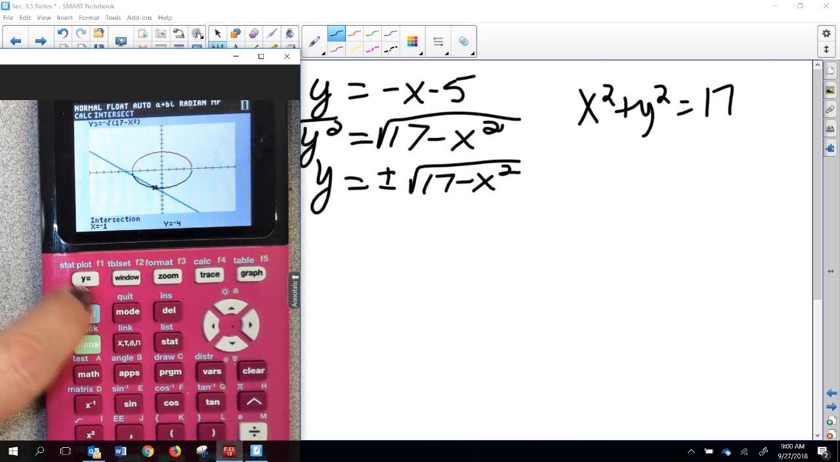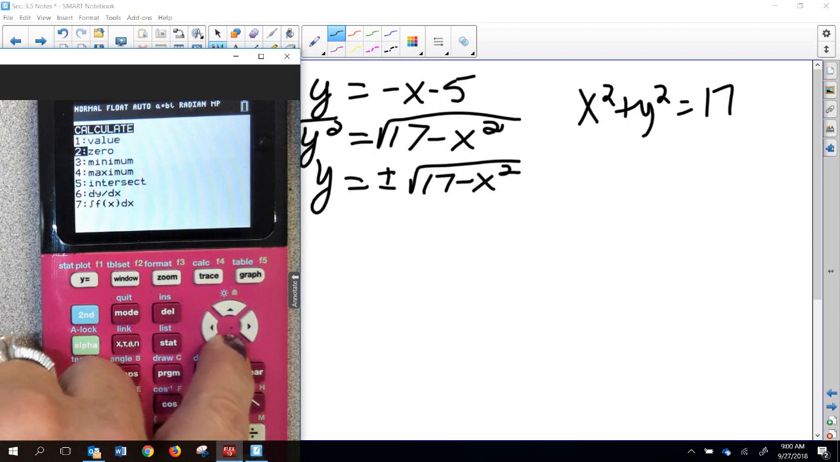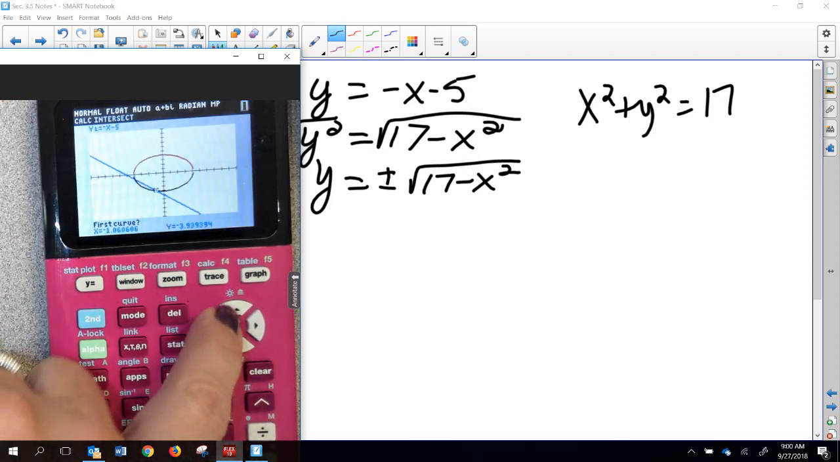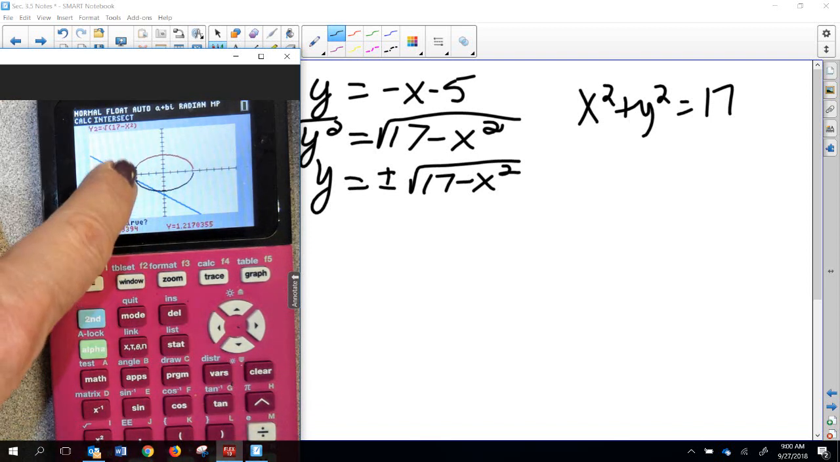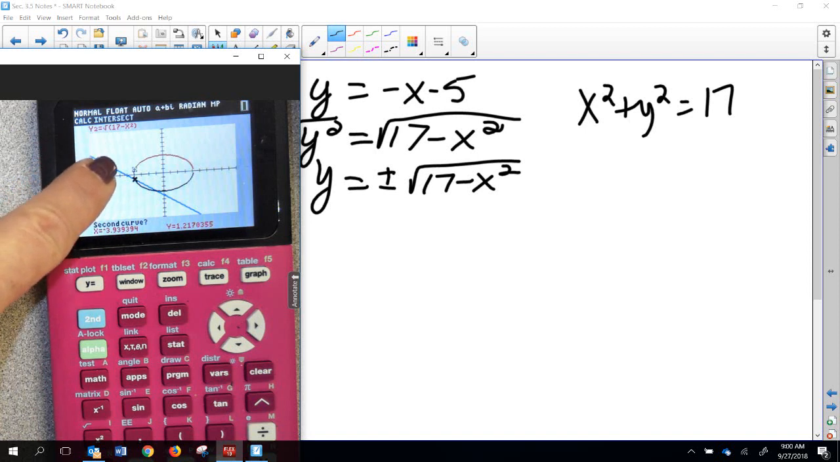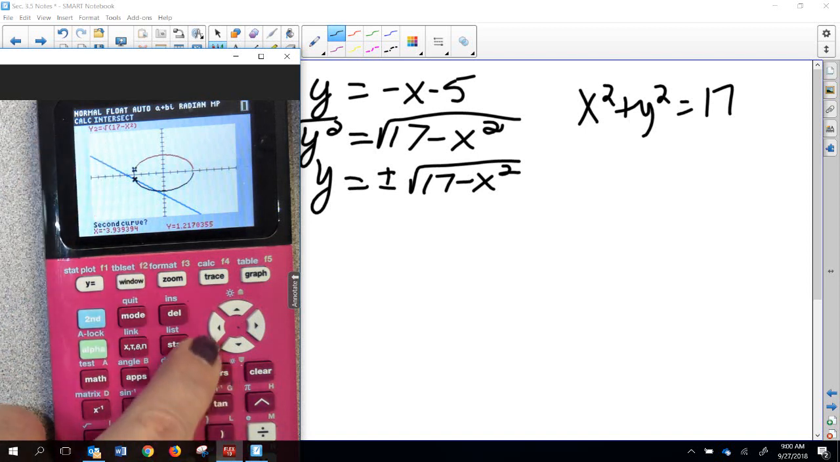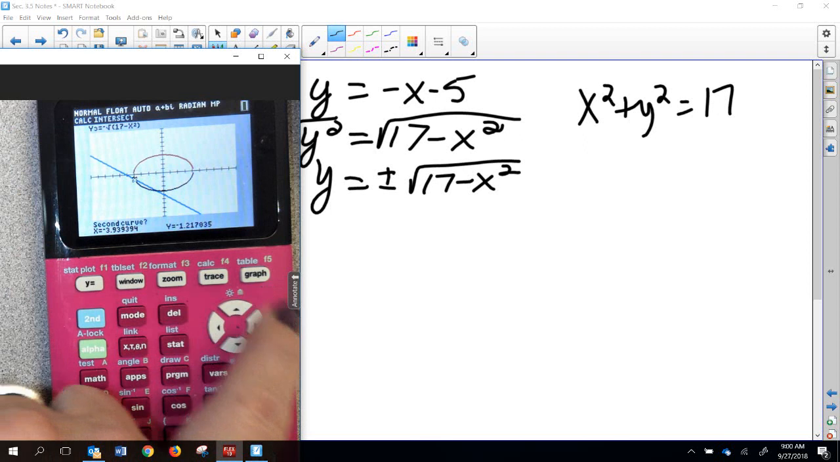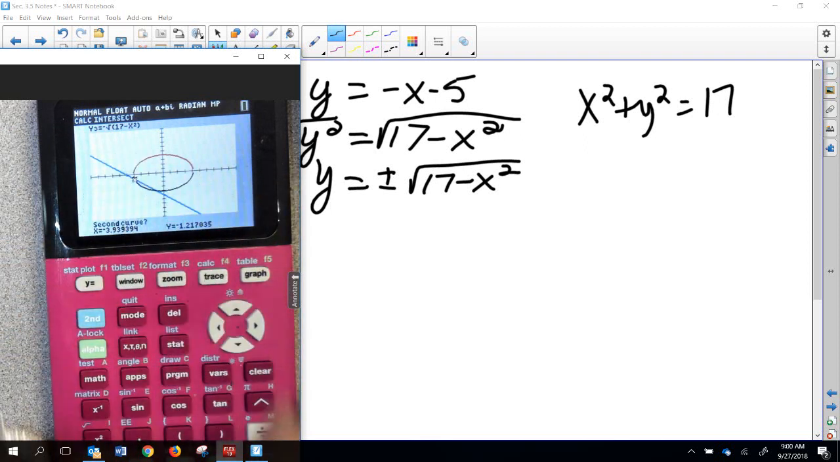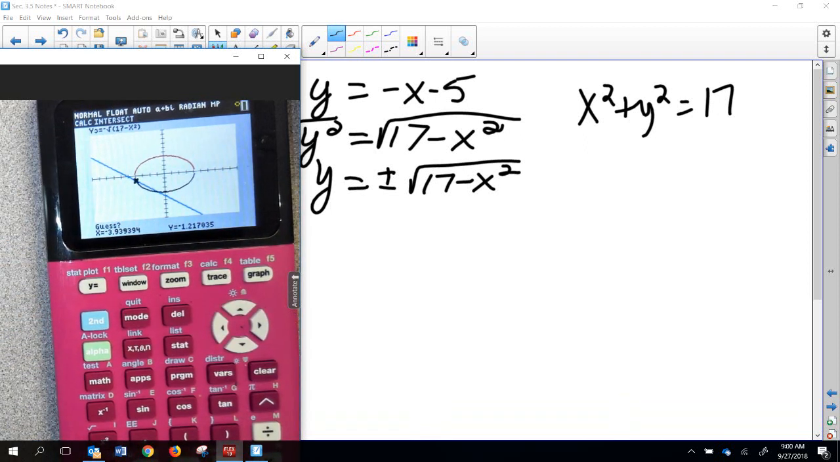Let's find the other one now. Second trace, intersect, get close to it, arrow to the left to get close, push enter, but now look what it does. It jumps up to that other one. That's not the one I want, so I have to arrow down to tell it to stay down on that lower part of that circle. Push enter again, enter one more time, and we get -4, -1. Okay? All right. Any questions?